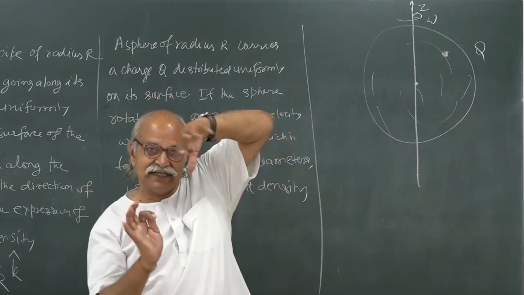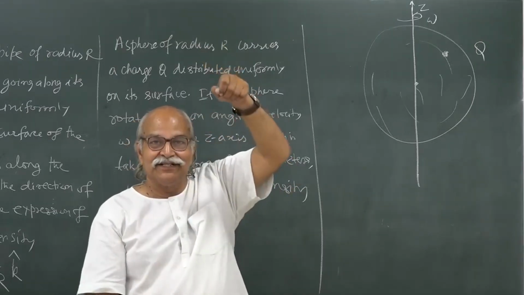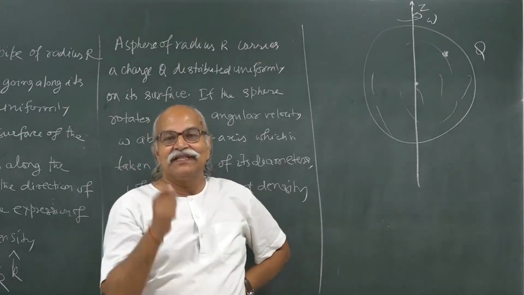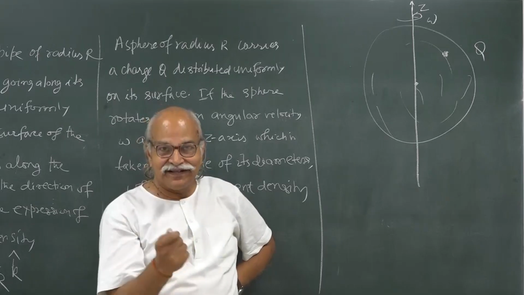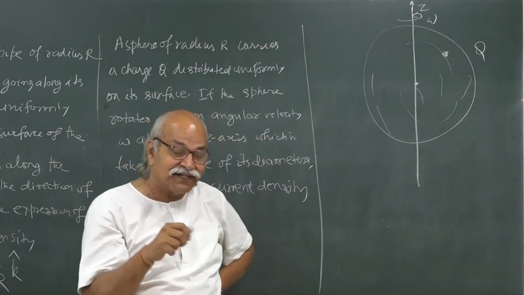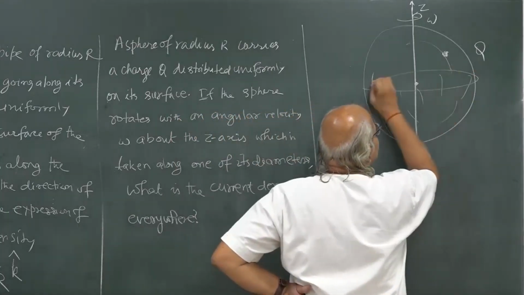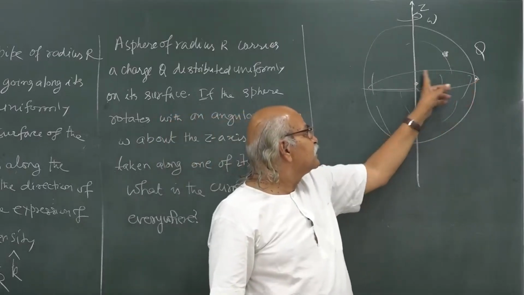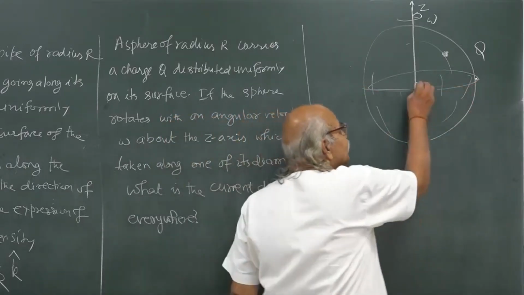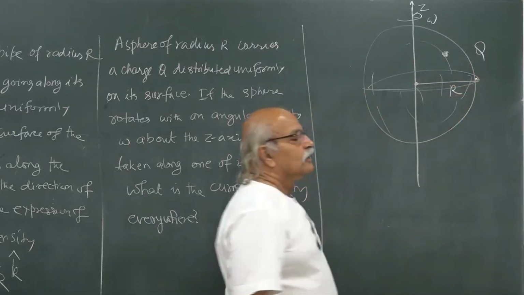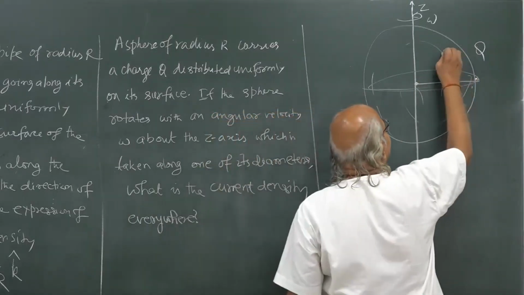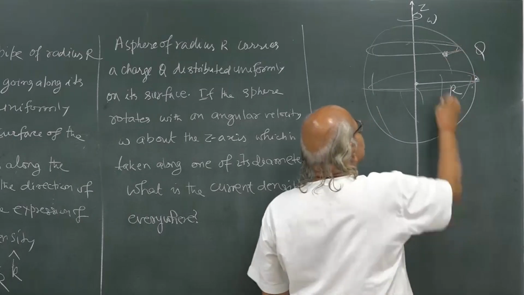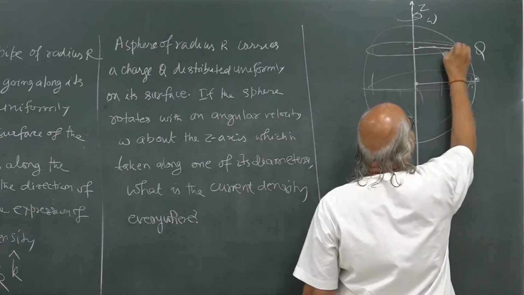So the whole sphere is rotating about the z-axis. If you take that z-axis as vertical, then every point is going on a horizontal circle of different radii. If the particle is right here, like the equator of the earth, then the circle is this, and the radius is capital R. But if the particle is not here, it is here, it is going on this circle. Then the radius is small. And how much is that radius?